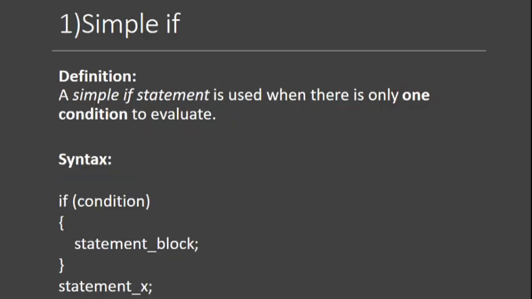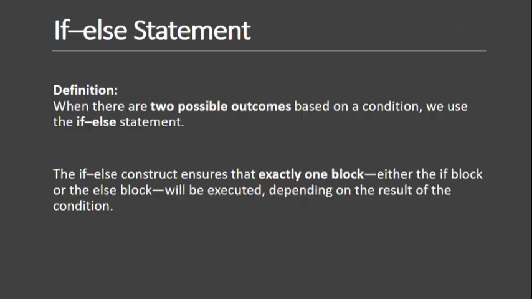So these all I discussed in the previous class. Now I am going to discuss the if else statement. Where there are two possible outcomes based on a condition, we use the if else statement. Whereas the if statement only works where there is a single outcome, only one condition, there I have to use the if condition. Where there are two possible outcomes, I should go for the if else statement.